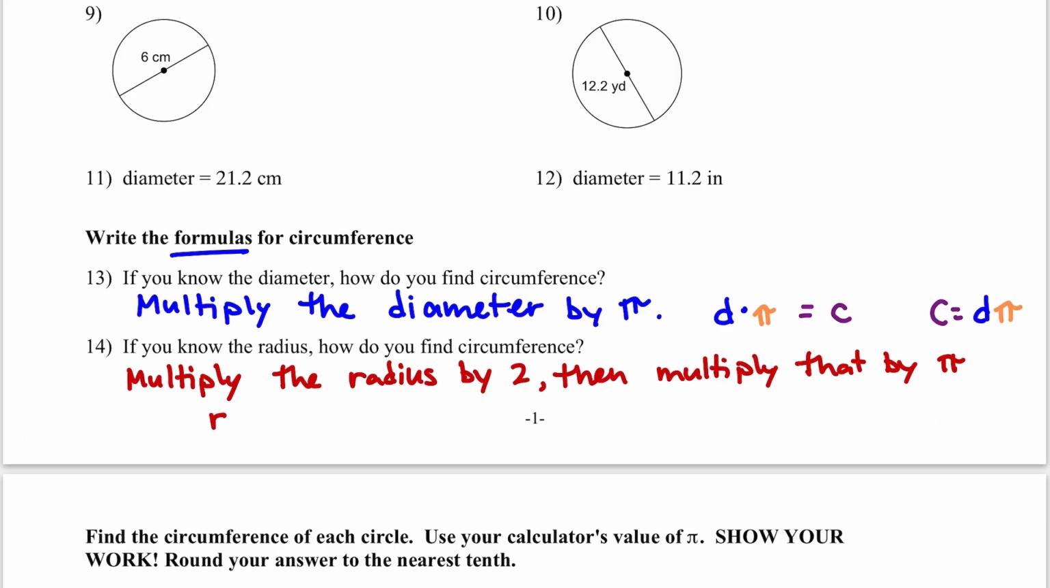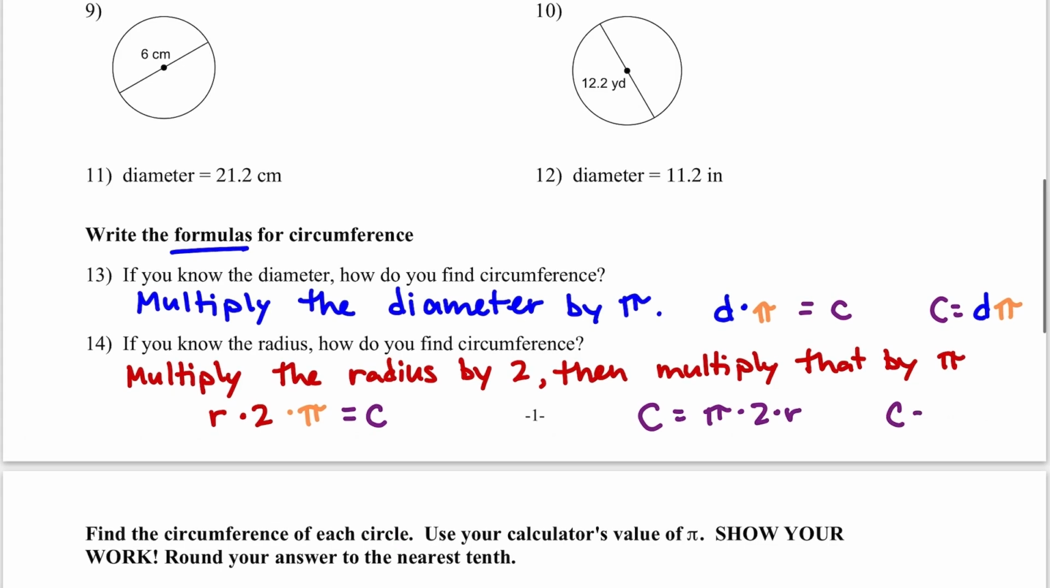What if I give you a radius? Well, we first take that radius and multiply it by 2. That is now the diameter. Then I take that diameter and I multiply that by pi, and that gives me the circumference. So r times 2 times pi is equal to the circumference, or we can always reverse it and write circumference is equal to pi times 2 times the radius, or any other version of that. Circumference is equal to 2 pi r. All of those are great versions of the same thing, where I'm taking the radius, doubling it, and then multiplying by pi.